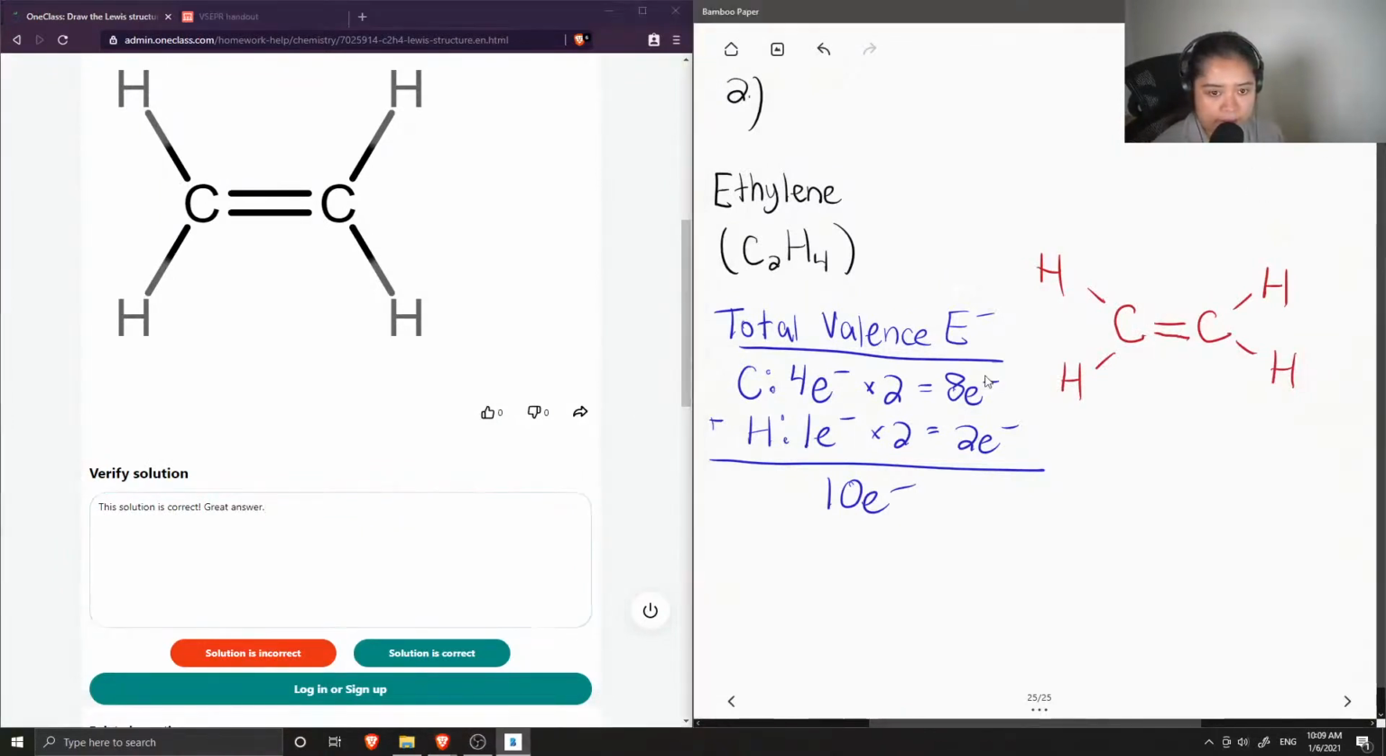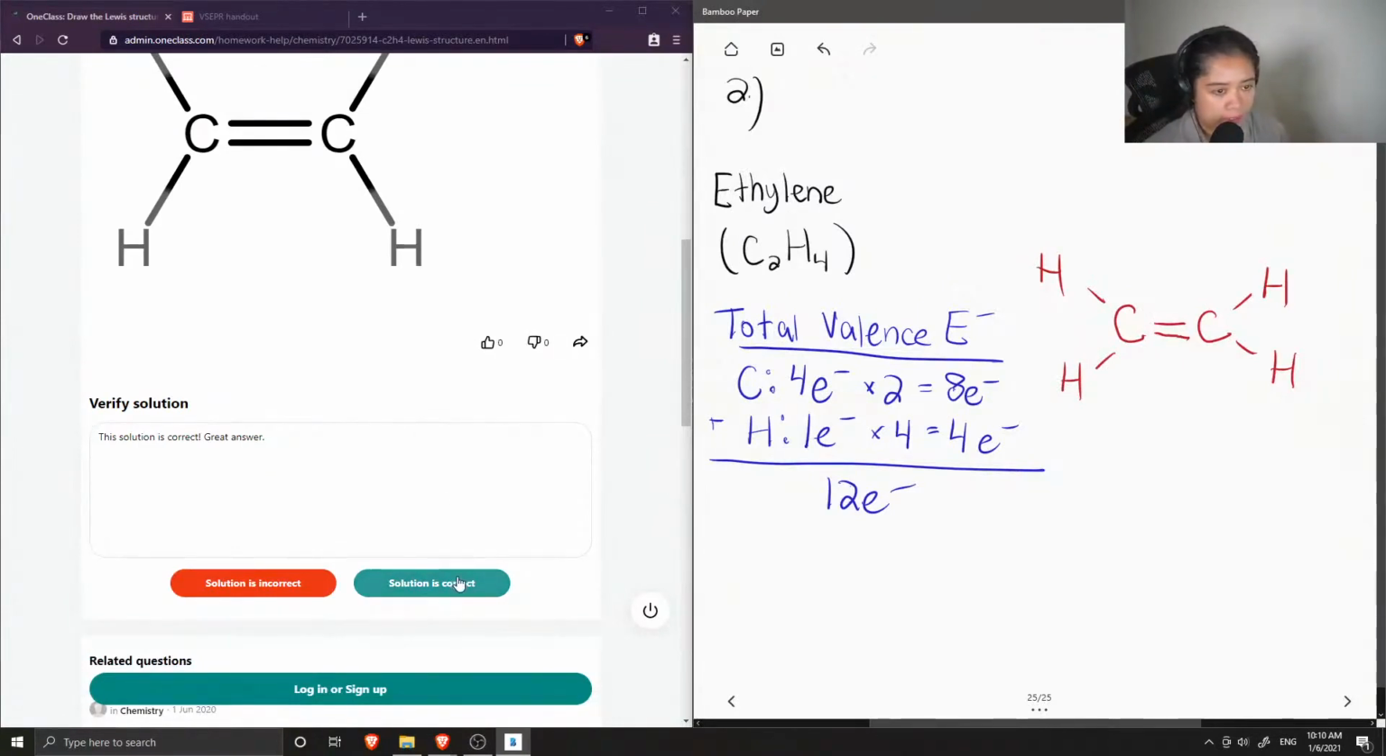I think I see a mistake I made, where there are 4 hydrogen atoms instead of the 2. So this is why we have an extra pair. The 1 electron times 4. So our total valence electrons should be 12. So that's why there is now a double bond, because not only did the carbons not have a full octet, we also only had the 10 electrons drawn. So this is the correct Lewis structure for ethylene.